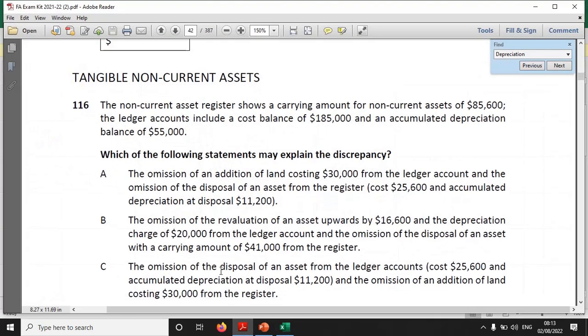Let us go to the next option. And I'll try by all means to be a bit brisk, because we can't be spending too much time on one question. B says the omission of the revaluation of an asset upwards by 16,600 and the depreciation charge of 20,000 from the ledger account. So in the ledger account, we have got two things: there is 16,600 addition and 20,000 less.